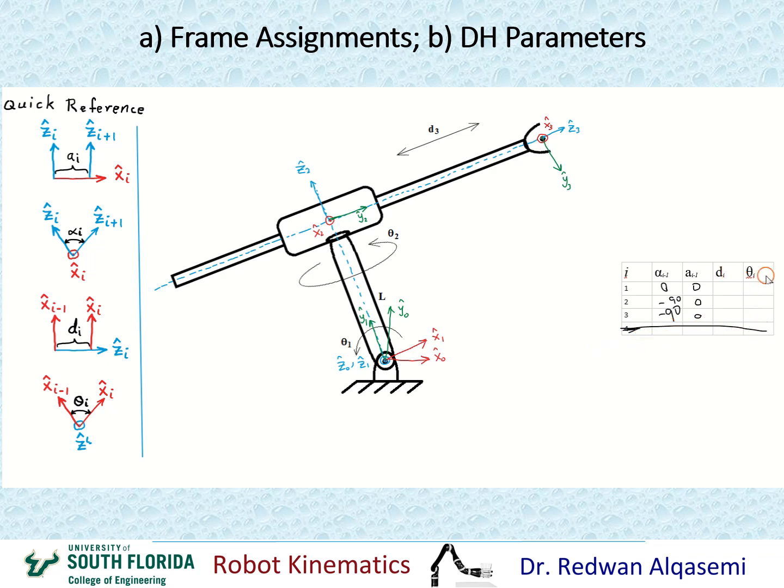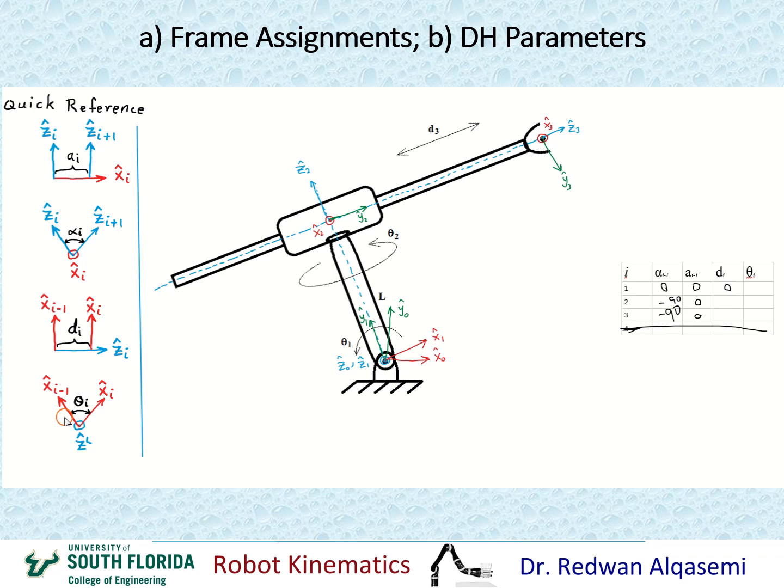Okay, now let's go to the d and theta, d_i and theta_i. So when i equals 1, I'm looking at d1 and theta 1. And we look at these two quick references. So let me start with d1. I should be looking at x0 and x1 along z1. Okay, so this is z1. I'm looking at x0 to x1. Both of them are intersecting at this point, which means that the distance between them is 0. So that would be a 0 here.